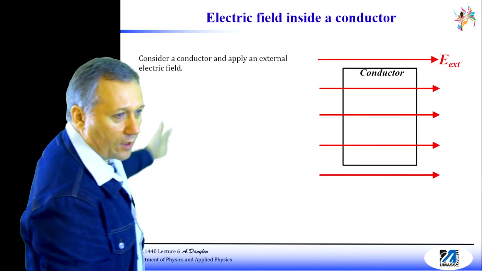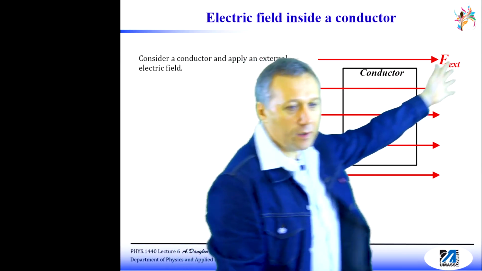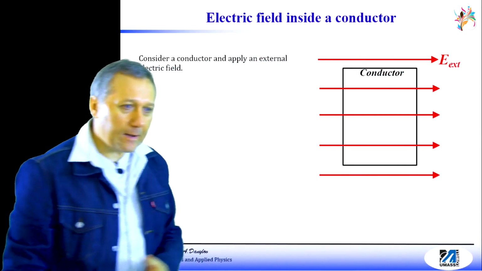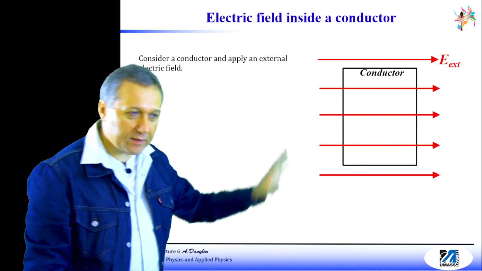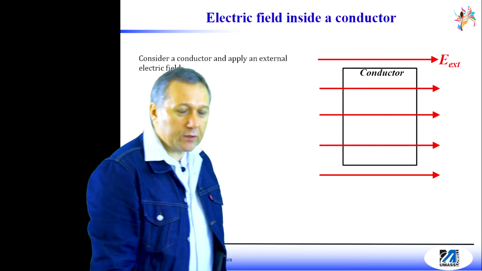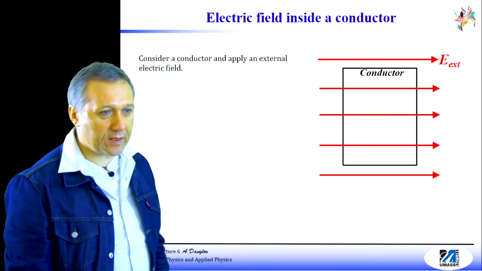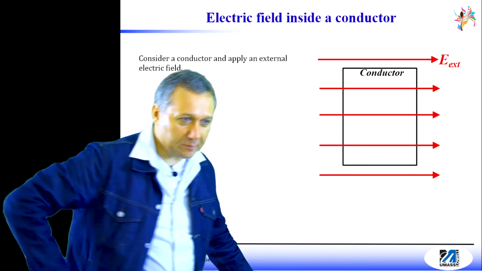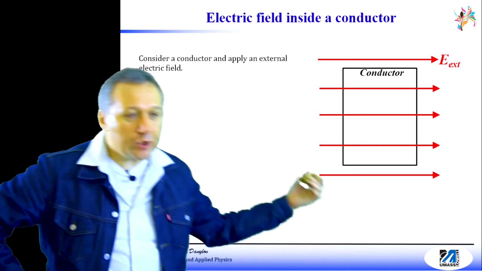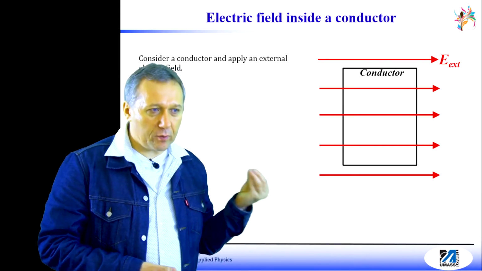Maybe over here there is a positively charged surface plate. Over there somewhere there is a negatively charged surface. As a result, we have this uniform electric field, and there is a conductor inside. Now our goal is to see what happens to this conductor if you expose it to this external electric field. And we need to know only the major property of a conductor.